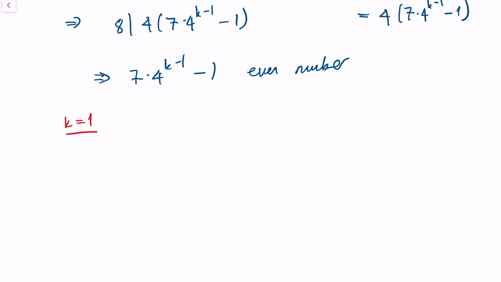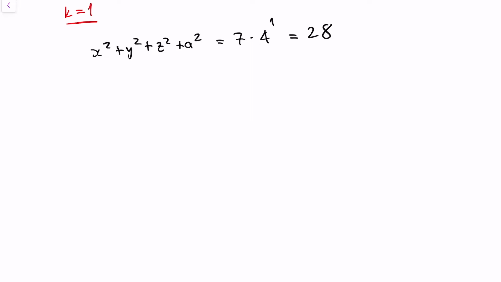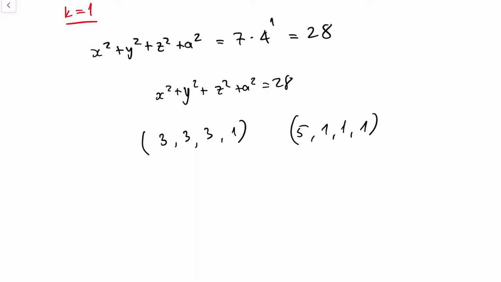So from the original equation, we had x squared plus y squared plus z squared plus a squared is equal to 7 times 4 to the power of k. If k is equal to 1, we have 7 times 4 to the power of 1, which is equal to 28, right? Writing it neatly, we have x squared plus y squared plus z squared plus a squared is equal to 28. By inspection, we see that 3, 3, 3, 1 is a solution, or we could have 5, 1, 1, 1 as a solution. And of course, all permutations.